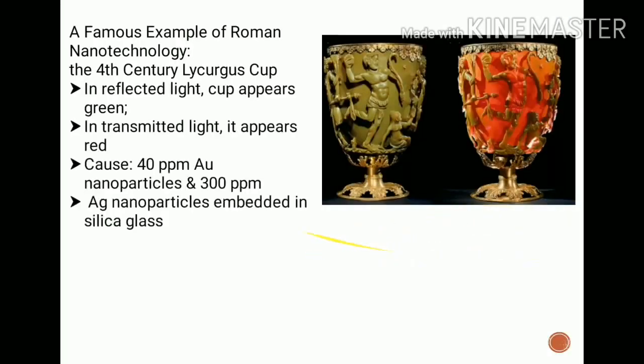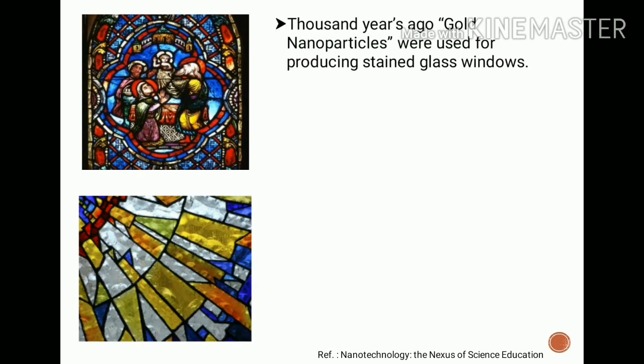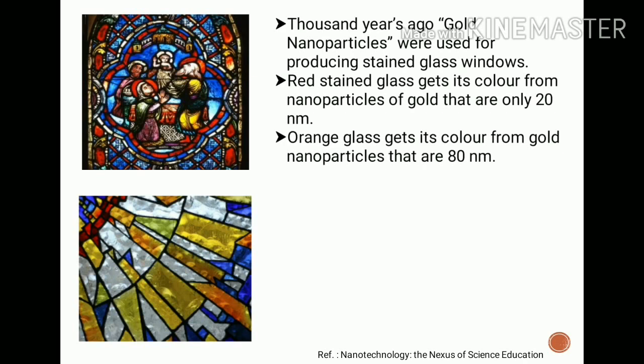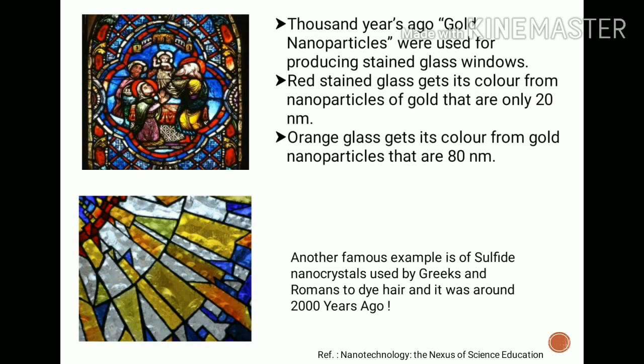Another famous example is stained glass. As shown in this figure, 1000 years ago, gold nanoparticles were used for producing stained glass. These stained glasses were used in most European buildings, mostly in churches. The red stained glass gets its color from gold nanoparticles of size only 20 nanometers, whereas the orange glass gets its color from gold nanoparticles of size 80 nanometers. Another famous example is sulfide nanocrystals, used by Greeks and Romans to dye hair around 2000 years ago.